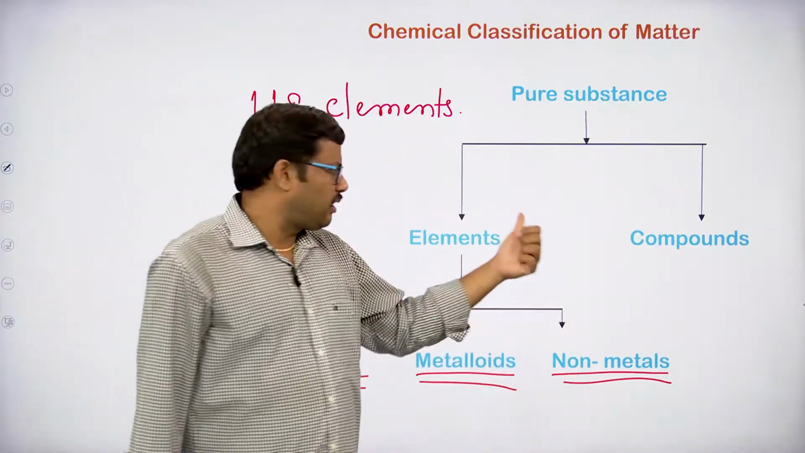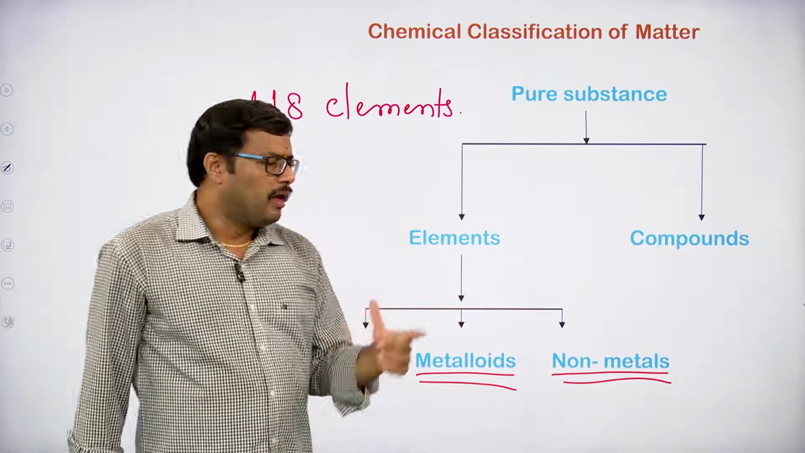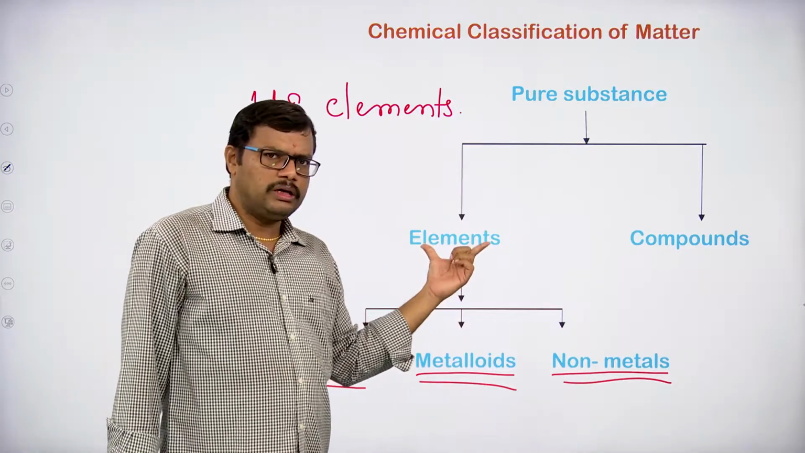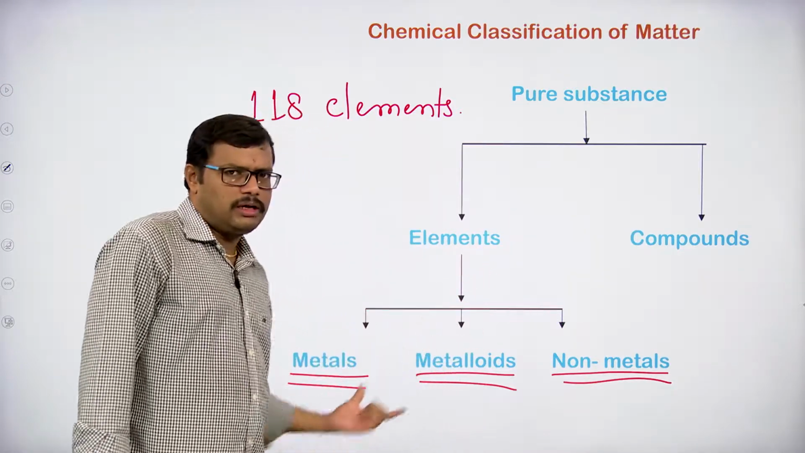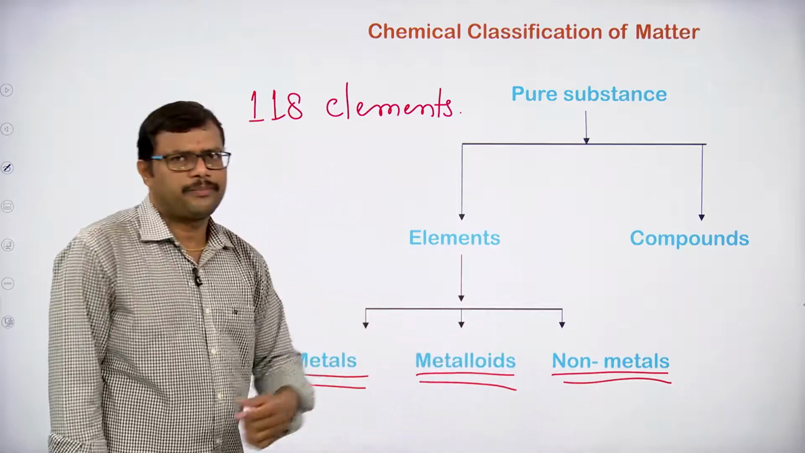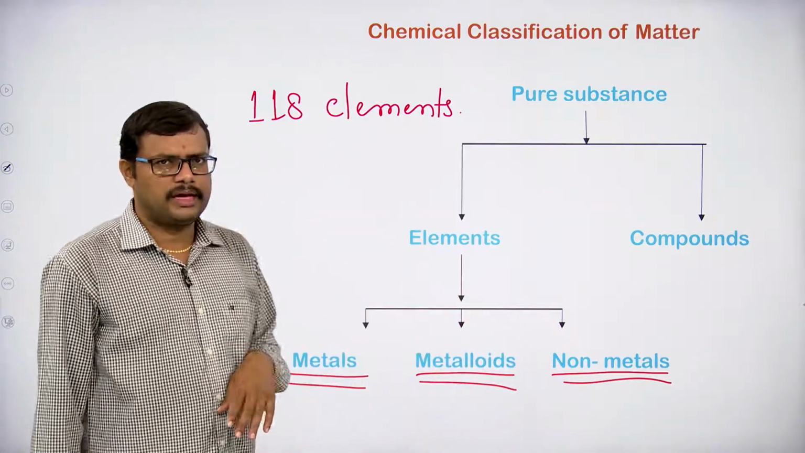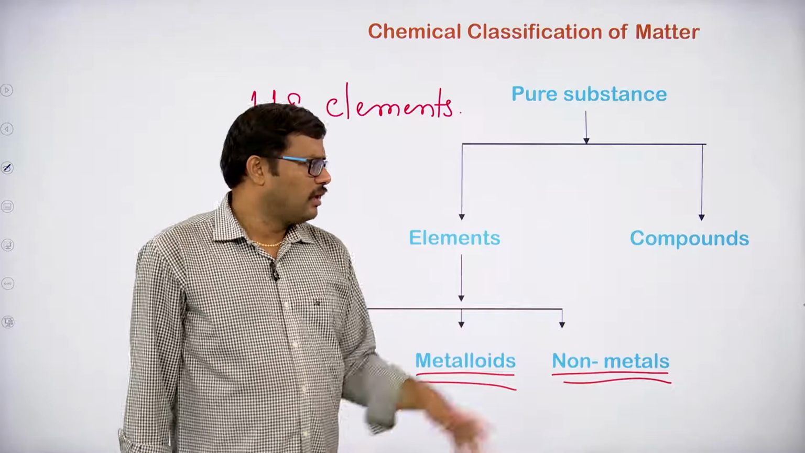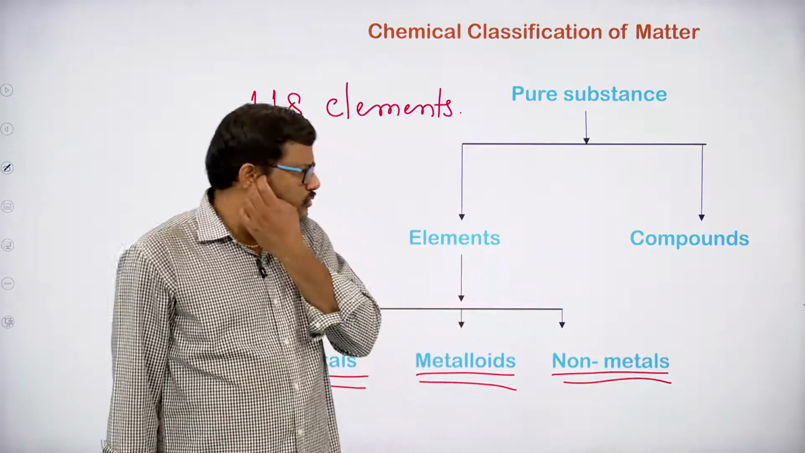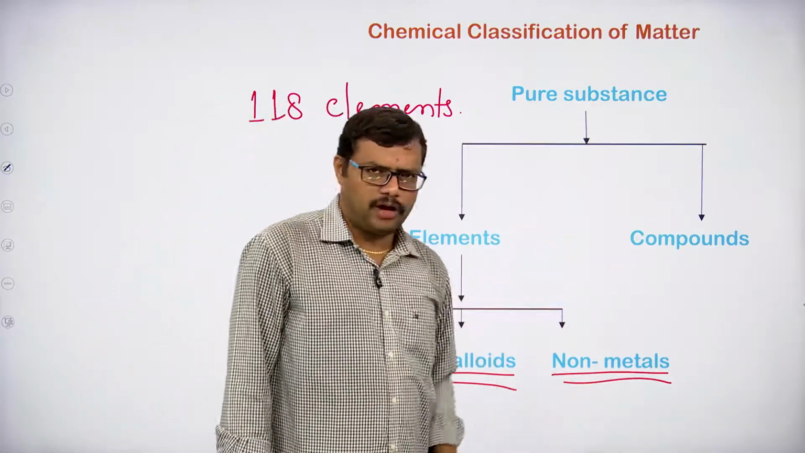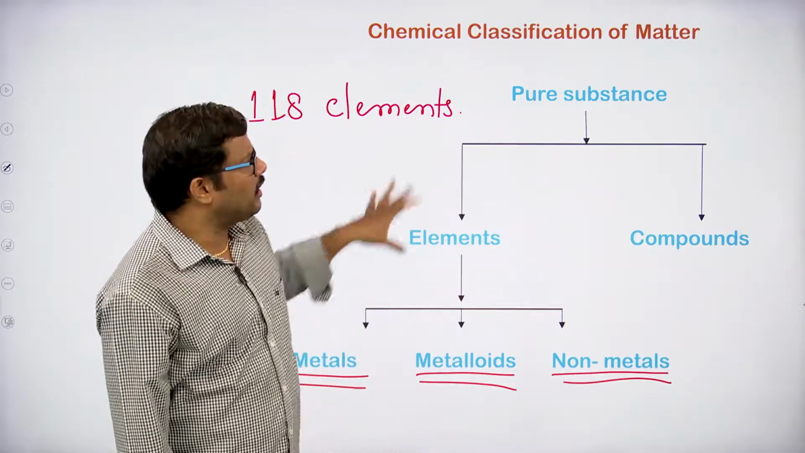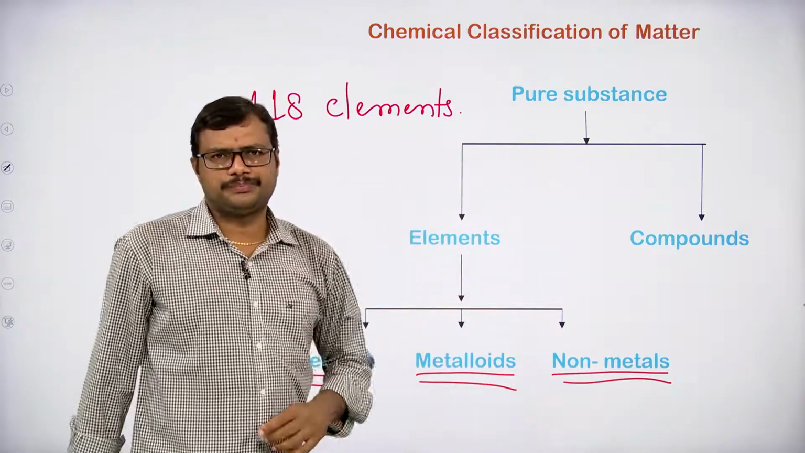Pure substance is further divided into 2 categories, elements and compounds. Compounds are obtained by the combination of elements. When you see elements exclusively, they can be classified as metals, non-metals and metalloids. So, 3 categories are possible for elements. Of course, there is no further division in the case of compounds. This is how we can categorize the pure substance.